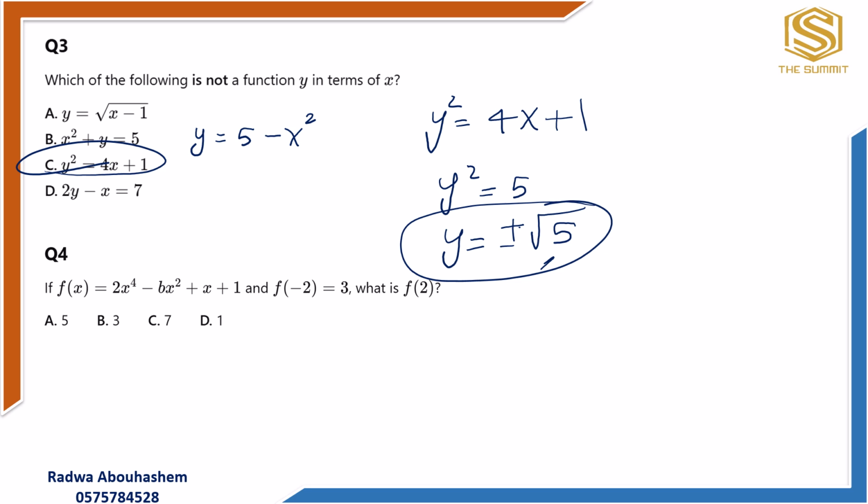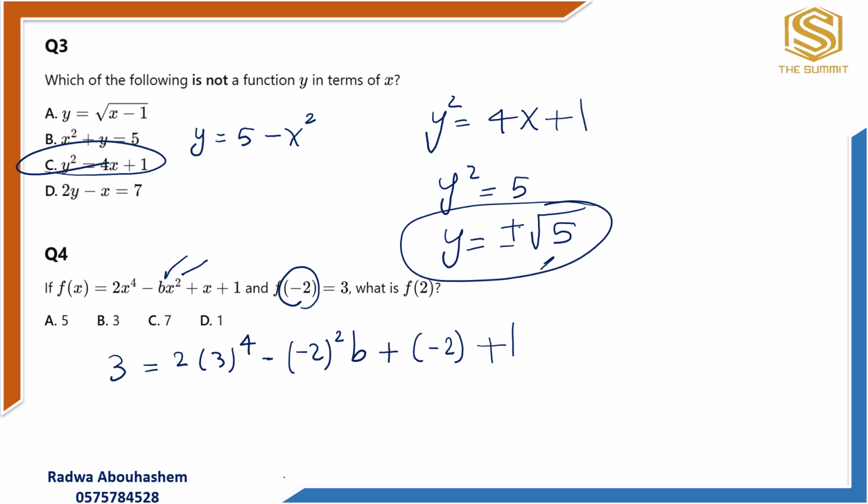First here, I have two variables. I need to find one of them, the b and the x. And he already gave me that the x is -2. So I have to substitute x with -2 to find the b. So f of -2 equals 2 times (-2) power 4 minus b times (-2) power 2 plus (-2) plus 1.